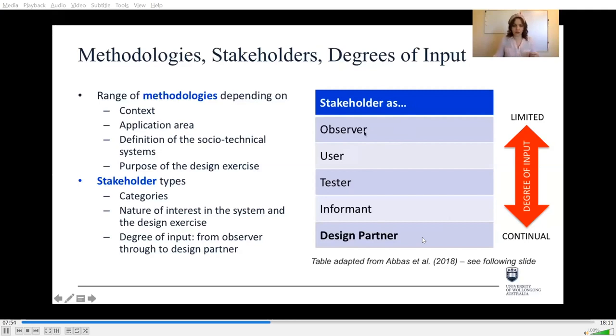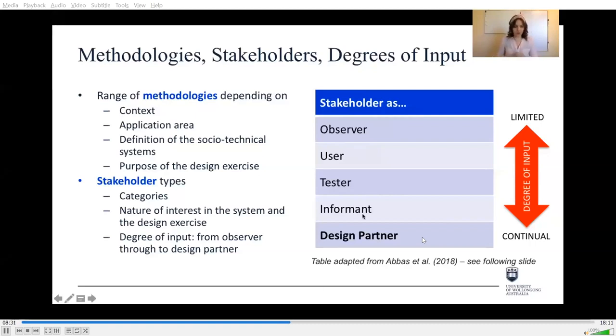So irrespective of a stakeholder, we can have a limited or non-existent connection with them, where they're purely observing the co-design exercise. It could be a user-based scenario where there is limited engagement, and this tends to involve the testing of an existing or commercial technology or system, for example, in the hope of informing future iterations. You have a somewhat limited or moderate degree of input when we start to think about the tester, and that usually involves the evaluation of prototypes as part of the co-design engagement.